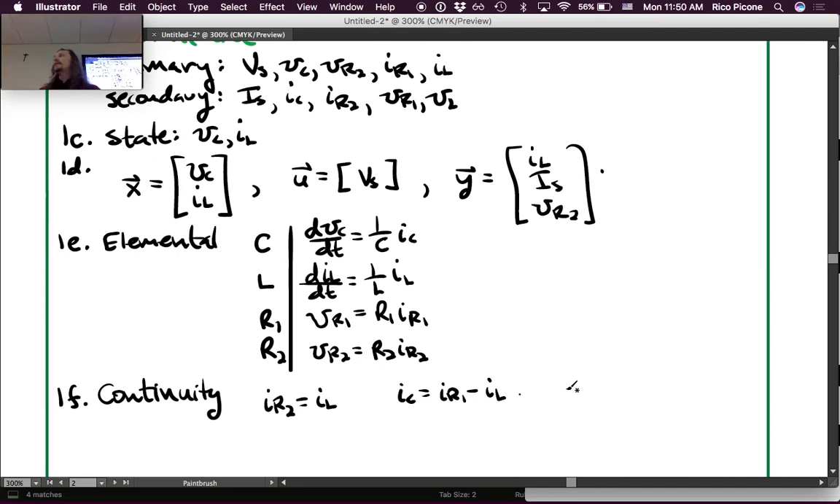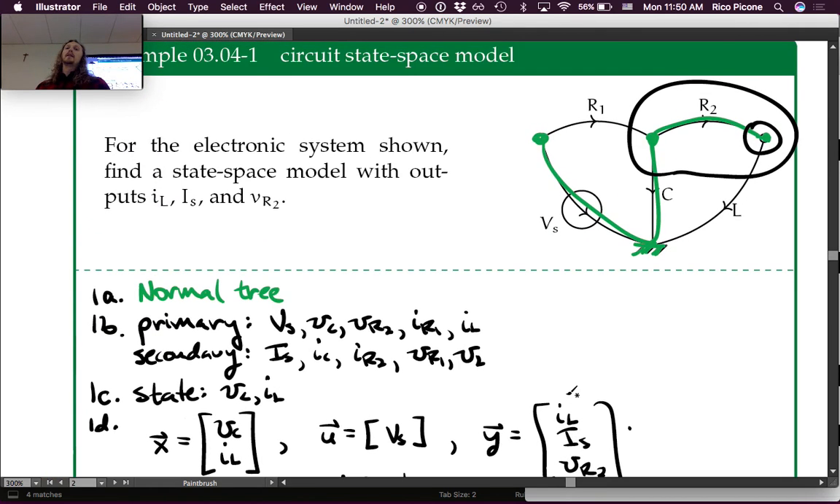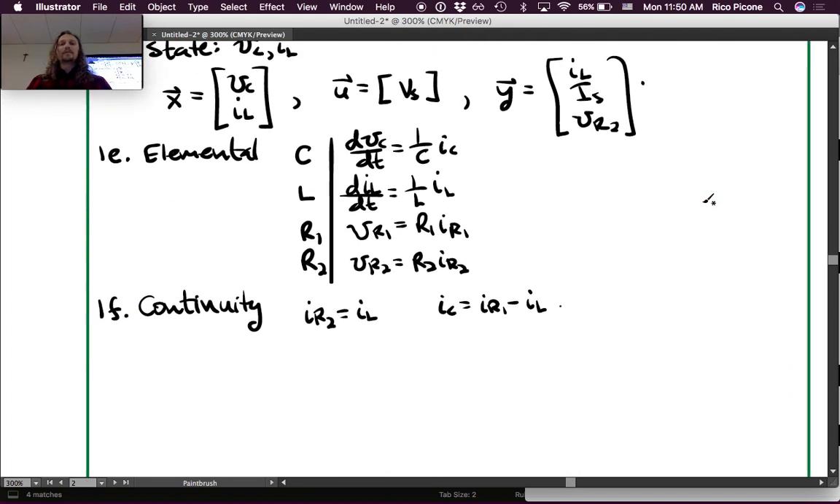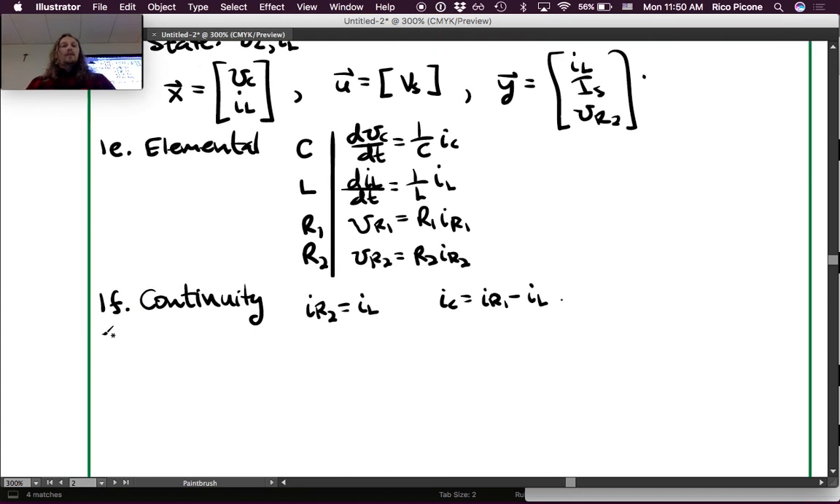If you got confused on that, totally fine. You could have just said, oh, it's a node. I'm going to just write the sum of everything going in and subtract everything going out equals 0. You can do that too. You just have to then solve for IC, which is like one extra step, but no big deal either way. So now we have our last step of the one part.